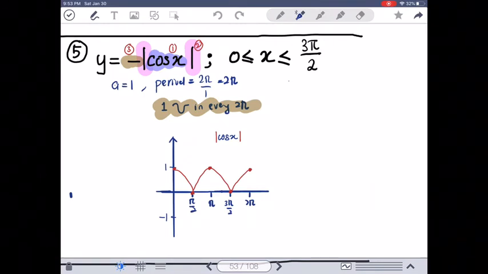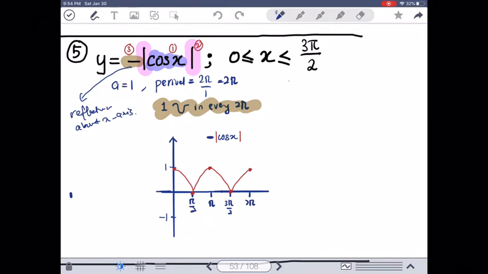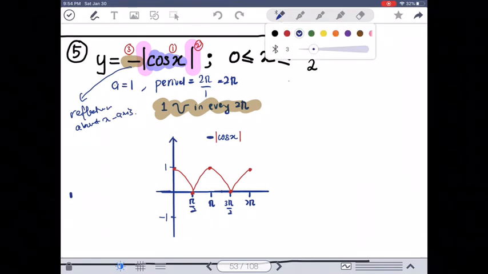And the next one, if we have the negation, negative symbol, means everything will be reflected about the x-axis. Top goes to bottom, bottom goes to top. In this case, top goes to bottom because everything is on the top. When you have negative, you reflect about the x-axis. Okay, negative is reflection about x-axis. So everything will be reflected.